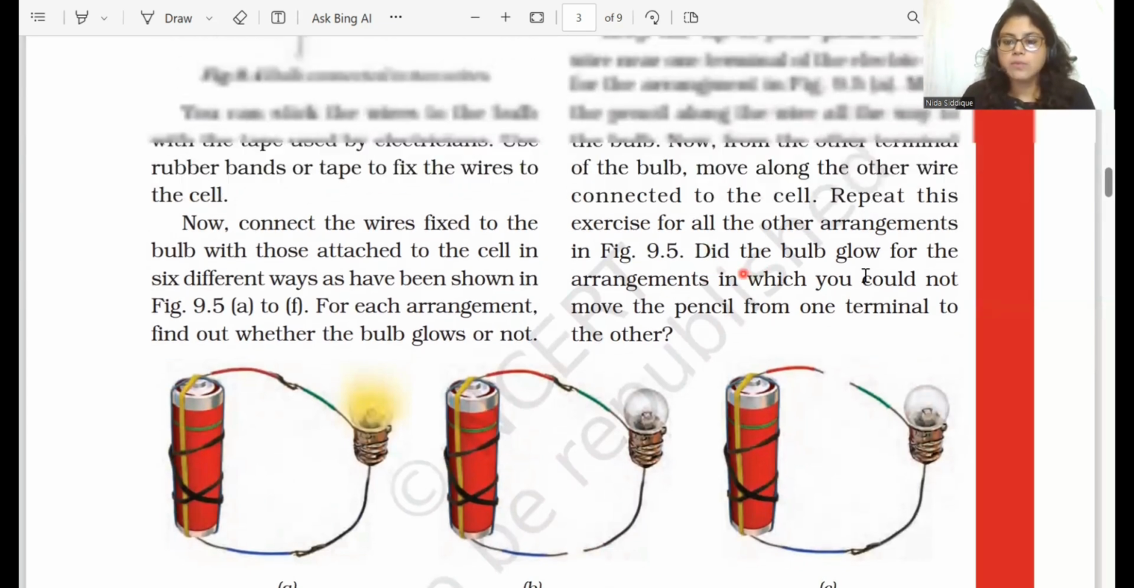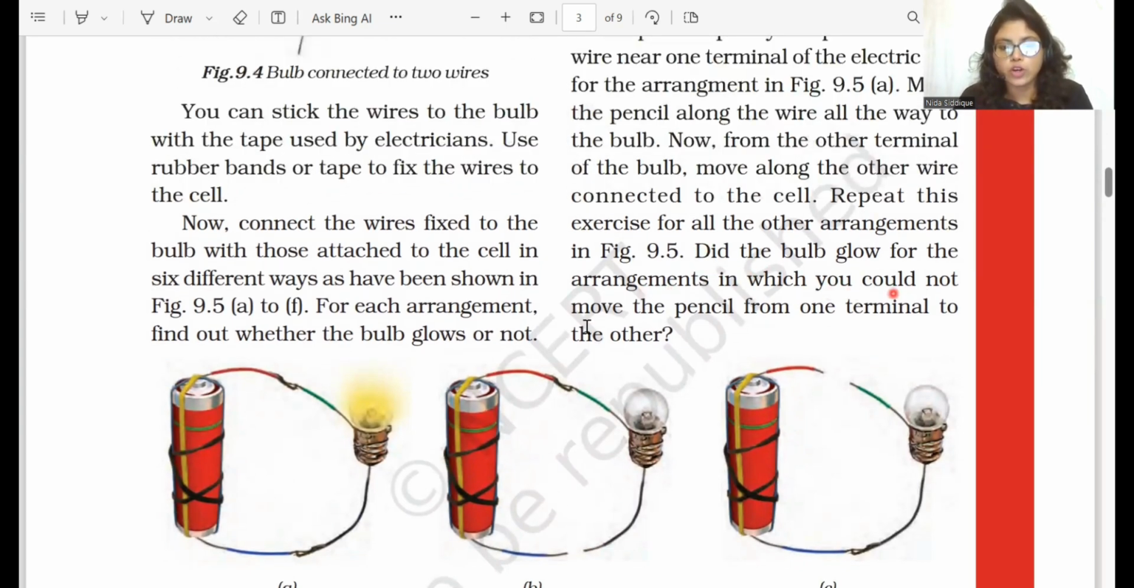So did the bulb glow for the arrangement in which you would not be able to put the pencil or move the pencil from one terminal to other? So yes, अगर हमारा पेंसिल का टिप completely move नहीं हो पा रहा है, reach नहीं कर पा रहा है दूसरे end पे, so the bulb is not glowing in such arrangements.